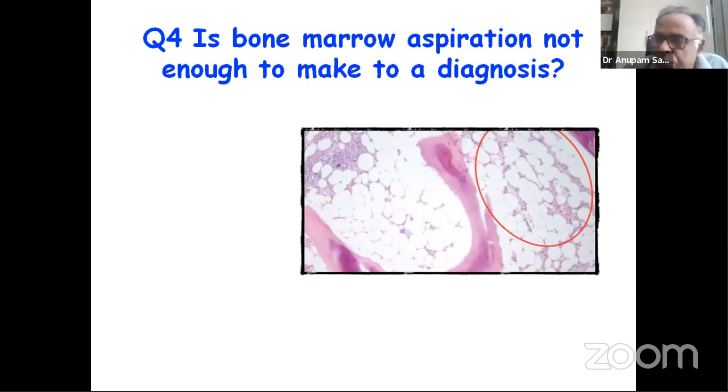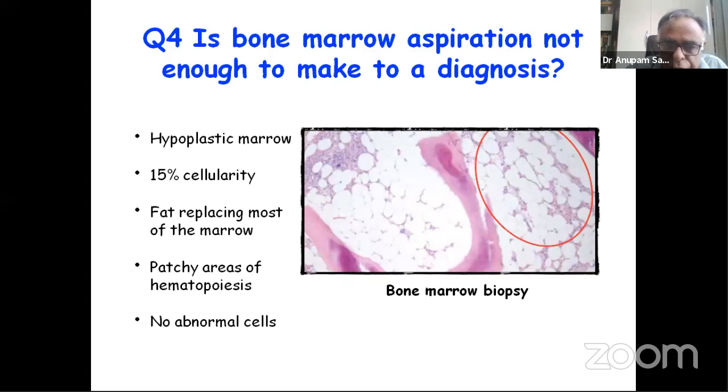Okay, it's important to supplement the aspirate with a biopsy also, because cellularity is best commented upon on biopsy. It was a hypoplastic marrow with 15% cellularity. Fatty areas are seen. Fatty areas of hematopoiesis are seen. No abnormal cells were seen.